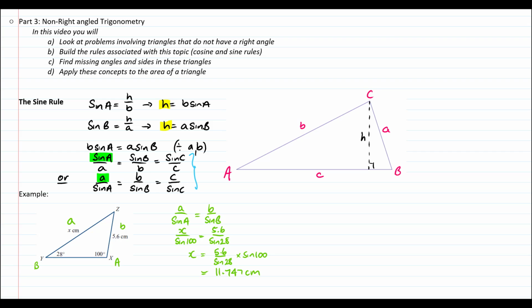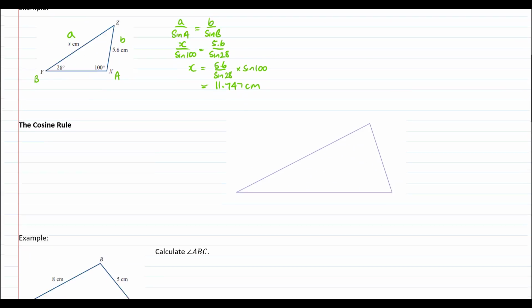And this of course is in centimeters. So there we have it, the sine rule, why it exists, where it's come from, and of course an example to back that up. Now let's have a look at the cosine rule.